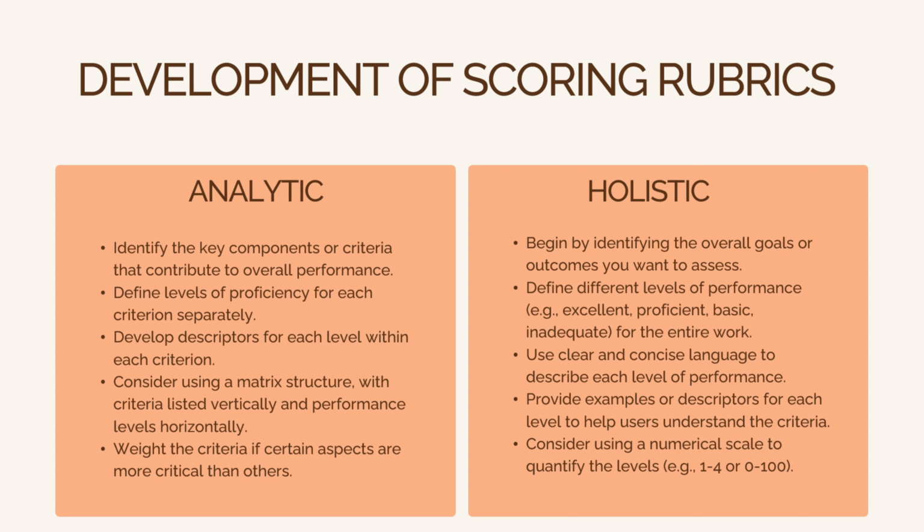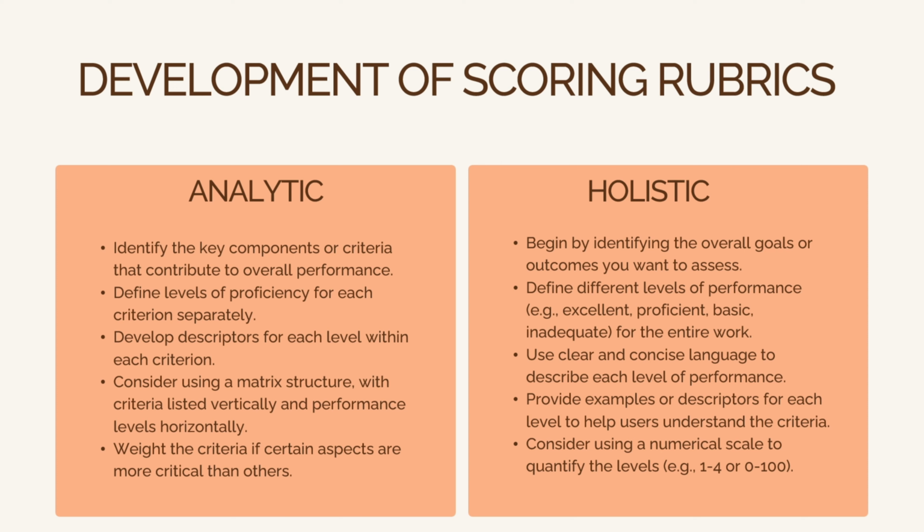Second, define levels of proficiency for each criterion separately. Each criterion should have defined levels of proficiency or performance. These levels represent different degrees of mastery or accomplishment within the specified criterion. Commonly, levels range from a lower proficiency level, such as novice or beginner, to a higher proficiency level, such as expert or advanced. Defining these levels provides clarity on the expected standards for performance.